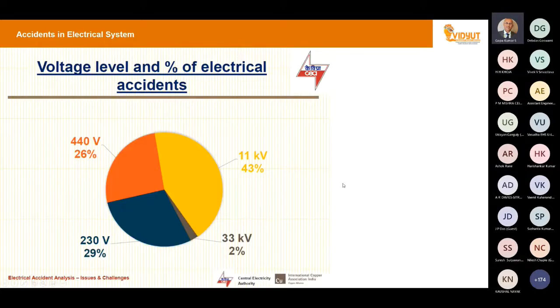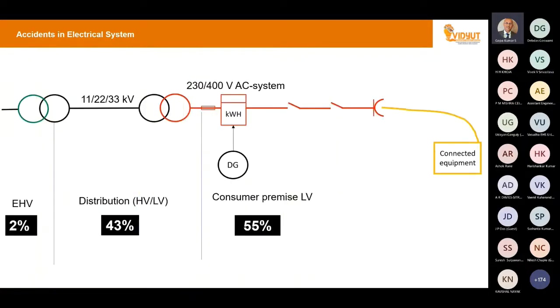So if we look at the accident statistics, approximately 55% happens on the low voltage, 11 kV or the distribution about 43%, and above 33 kV it is about 2%. So approximately it is like this. See, the values a little bit plus or minus 1, 2, 3% is not an issue. But what you should understand is the majority of our accidents are happening in the 11 kV, 22 kV, 33 kV or the low voltage distribution.